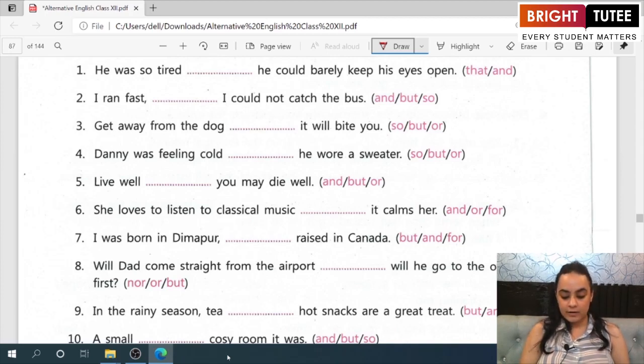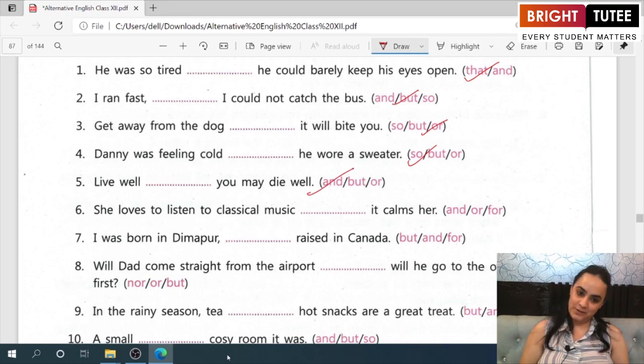He was so tired that he could barely keep his eyes open. I ran fast, but I could not catch the bus. Get away from the dog or it will bite you. Danny was feeling cold, so he wore a sweater. Live well or you may die well. Or rather, live well and you may die well. Only if we live well, will we be able to die well as well.